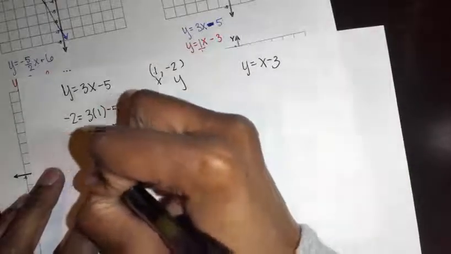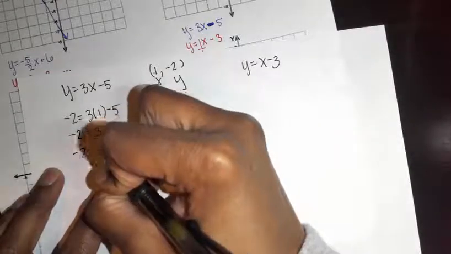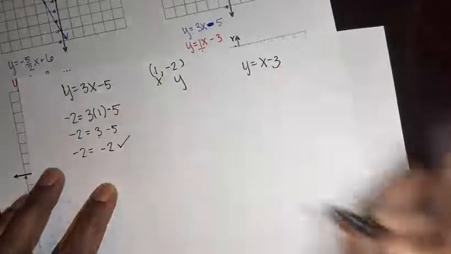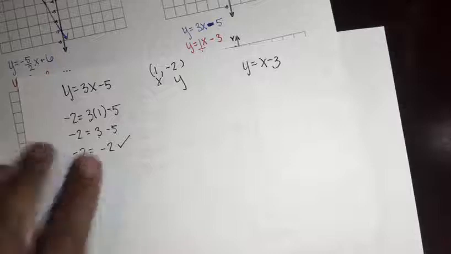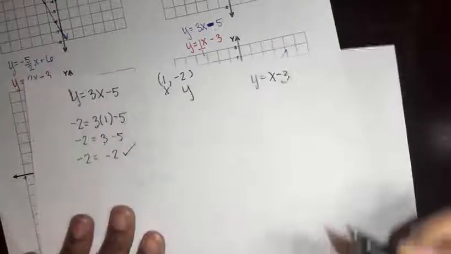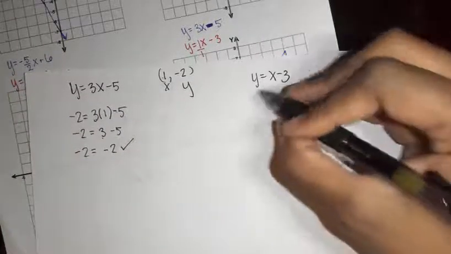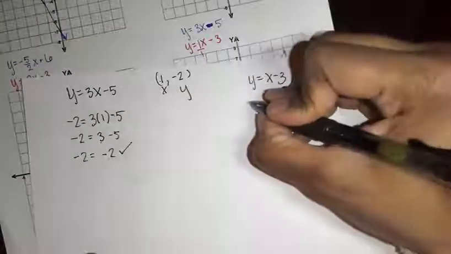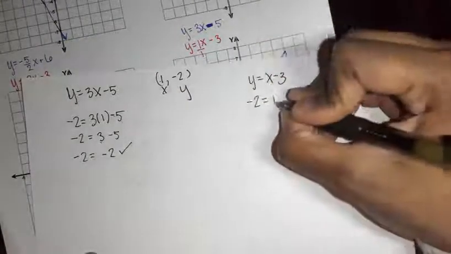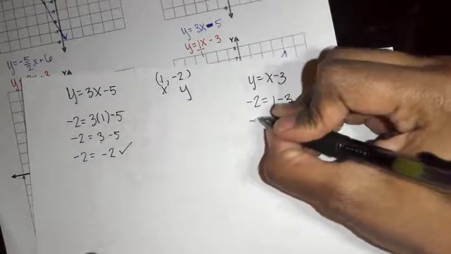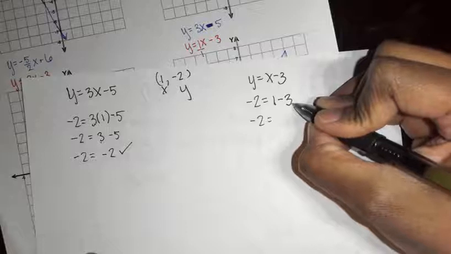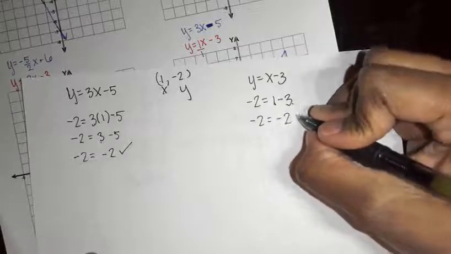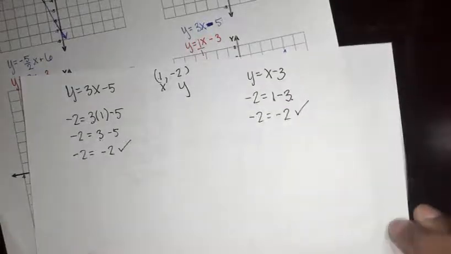So -2 equals 3 times 1 is just 3, minus 5. That's -2 equals 3 minus 5 is -2. That is in fact true. -2 does equal -2, so I know that that is a good solution for the first one. Let's verify it on the second one. So I have y, which is -2, is equal to x, which is 1, minus 3. Well, 1 minus 3 is in fact -2, so then we end up with seeing that they work for all the solutions.